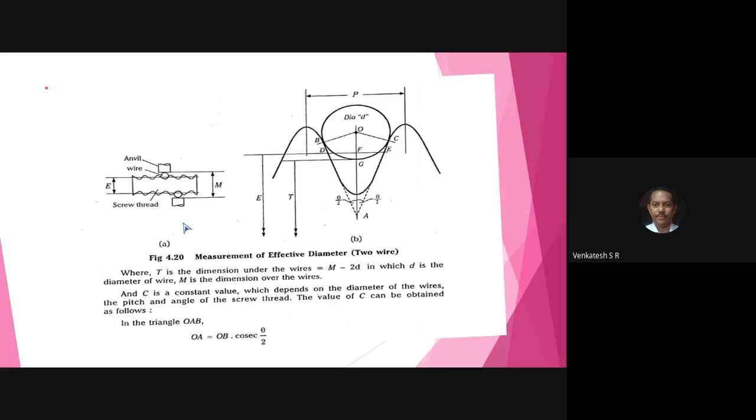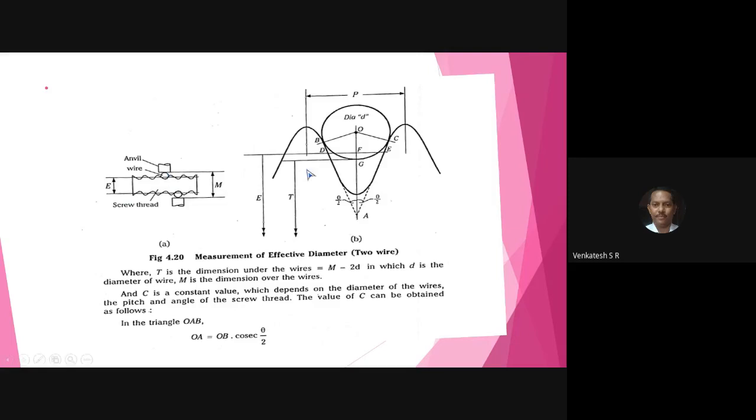The effective diameter, major diameter, minor diameter, angle of the thread, addendum, dedendum, and pitch of the thread can be measured by using the 2-wire method or the 3-wire method. So in this case, we have 2-wire and also we have 3-wire. Which one is best for the measurement of thread profile? You can select.